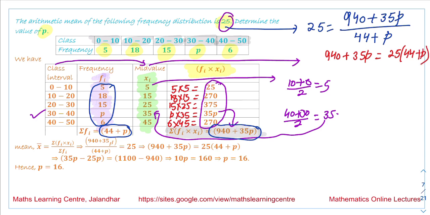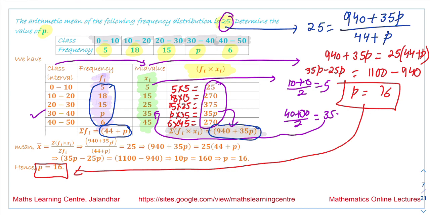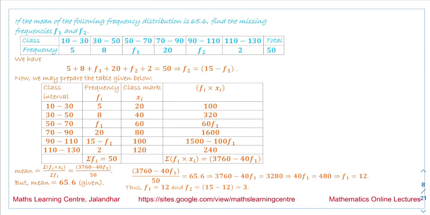On multiplying these terms, we will get 1100 minus 940 equal to 35p minus 25p. So the value of p we obtain is equal to 16, and this is what we had to calculate in this question.